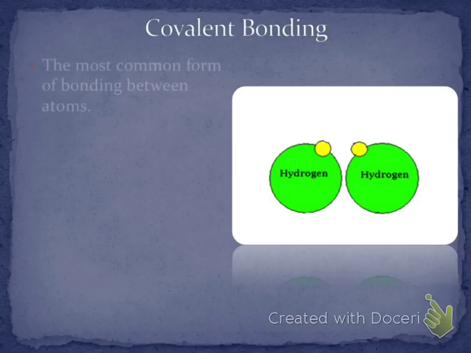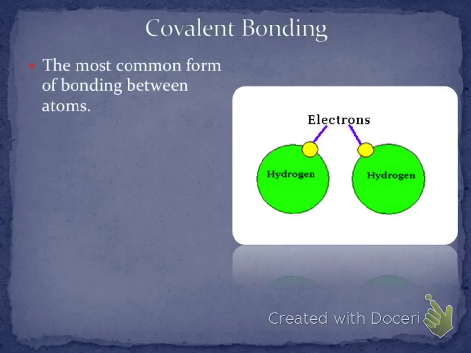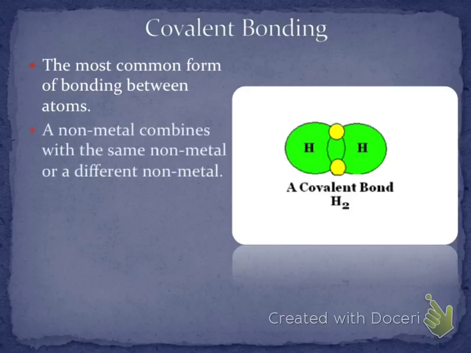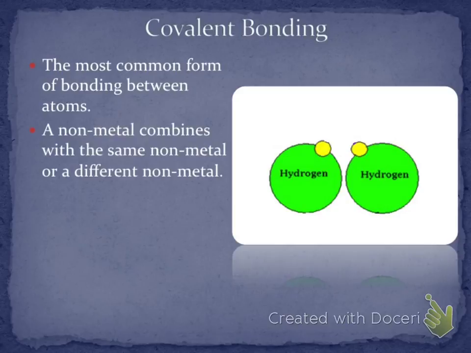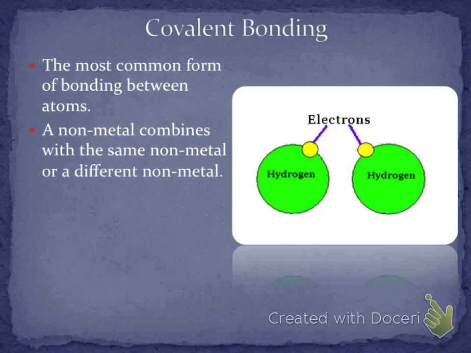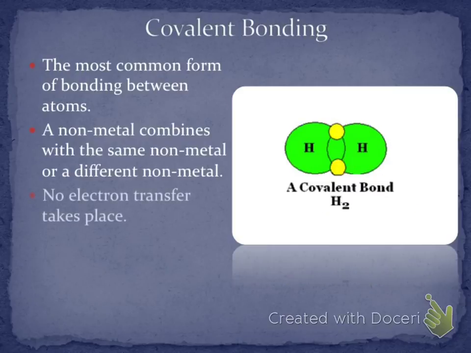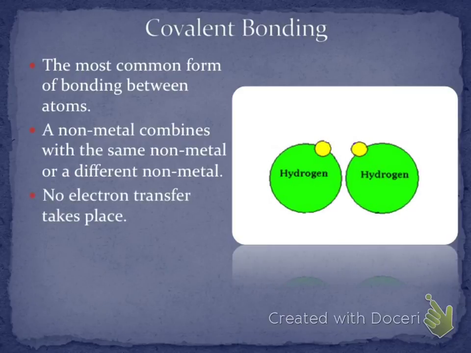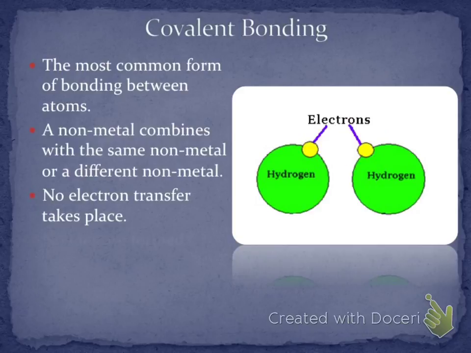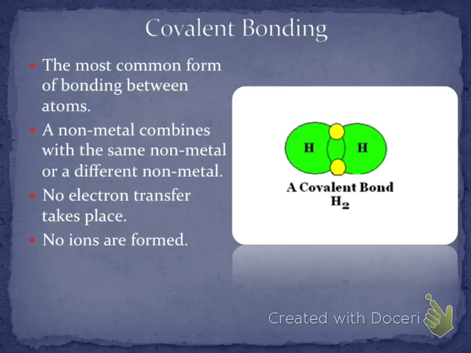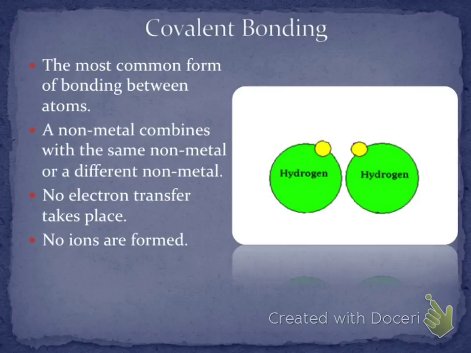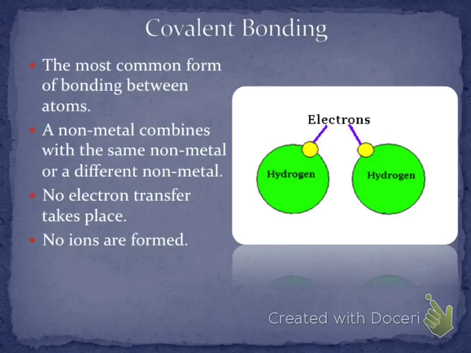Covalent bonding is the most common form of bonding between atoms. It's when we have a nonmetal combining with the same nonmetal or a different nonmetal. If it's the same, we're going to have one type of covalent bond. If it's a different nonmetal, we're going to have a different type of covalent bond. We will never see any electron transfer taking place in covalent bonding, and you'll never see any ions being formed. So when we talk in terms of conductivity later, covalent substances will never conduct electricity.